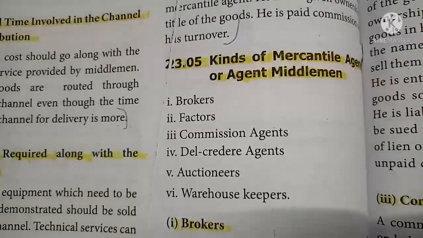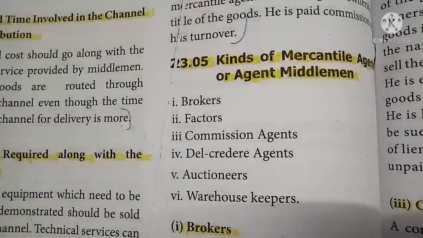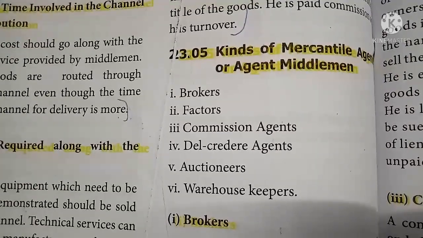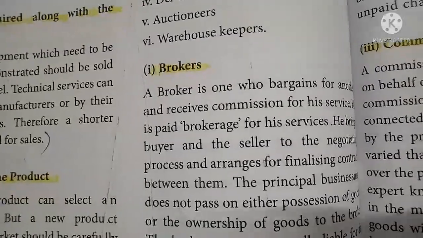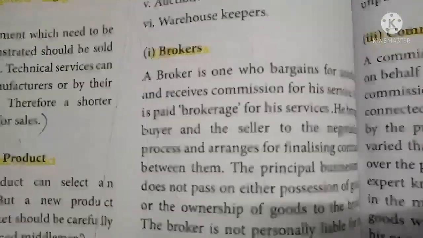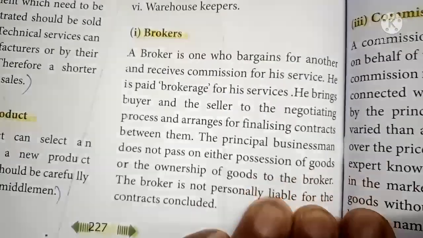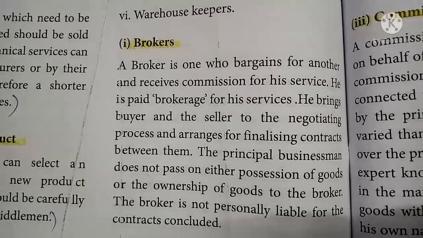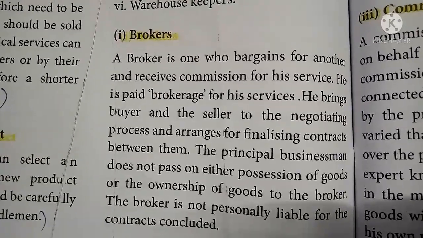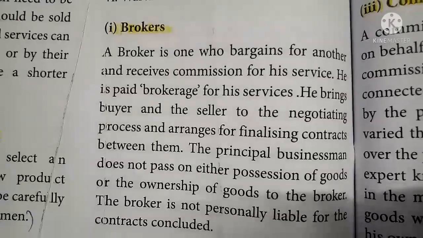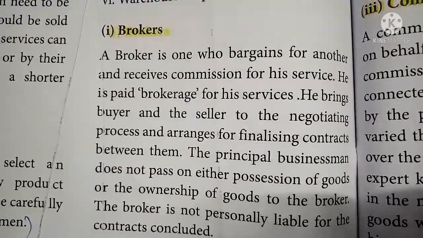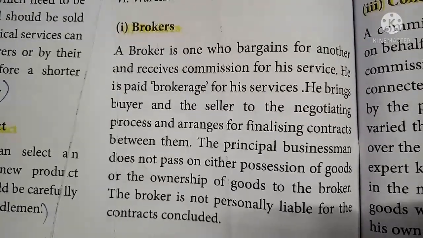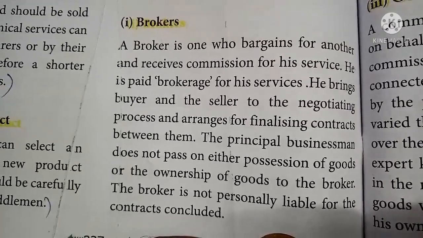There are different kinds of mercantile agents, that is brokers, factors, commission agents, del credere agents, auctioneers, and warehouse keepers. Brokers means he is one who bargains for another and receives commission for his service. So broker is a person who bargains for another person, and he will receive the commission called brokerage for doing his services. He brings buyer and seller together and to make a contract between them.